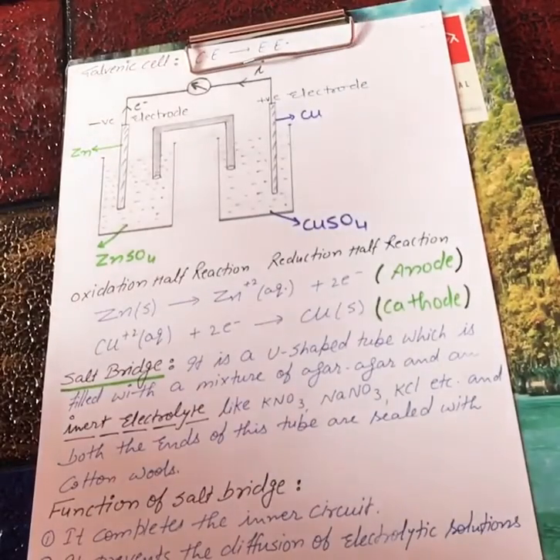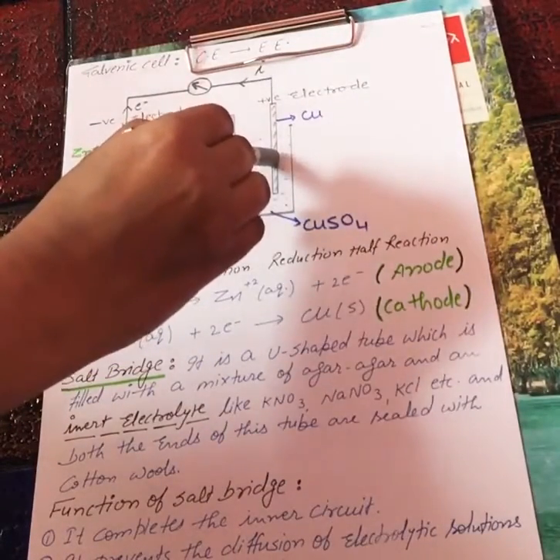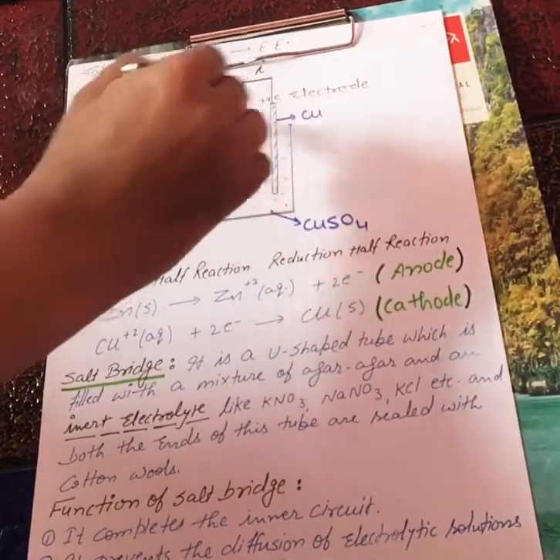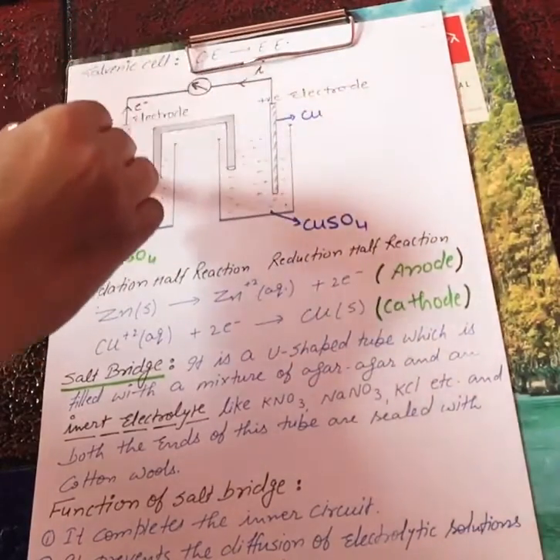Therefore we can say the direction of current in a galvanic cell is from cathode to anode.